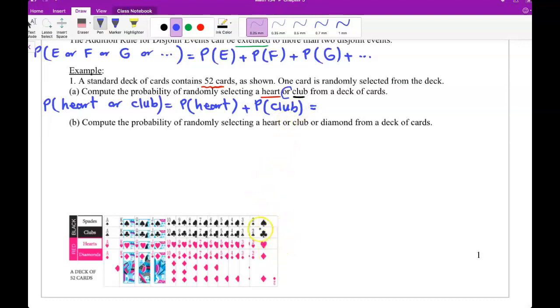So how many hearts do we have? 13. Same thing for how many clubs we have, 13. And the number of outcomes in total, how many cards we have here, is given as 52 cards. Now adding these two, we have 26 divided by 52. Simplify. The answer is 0.5.